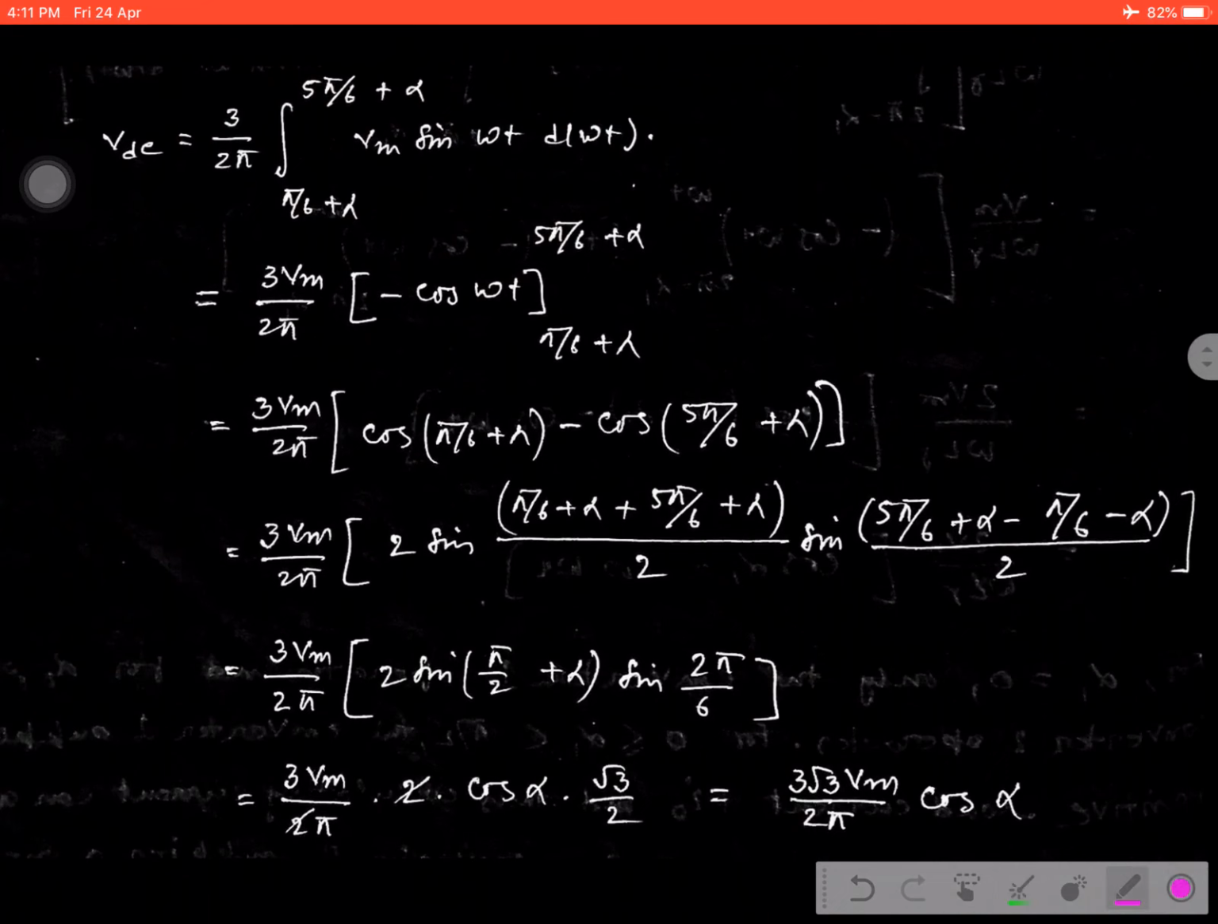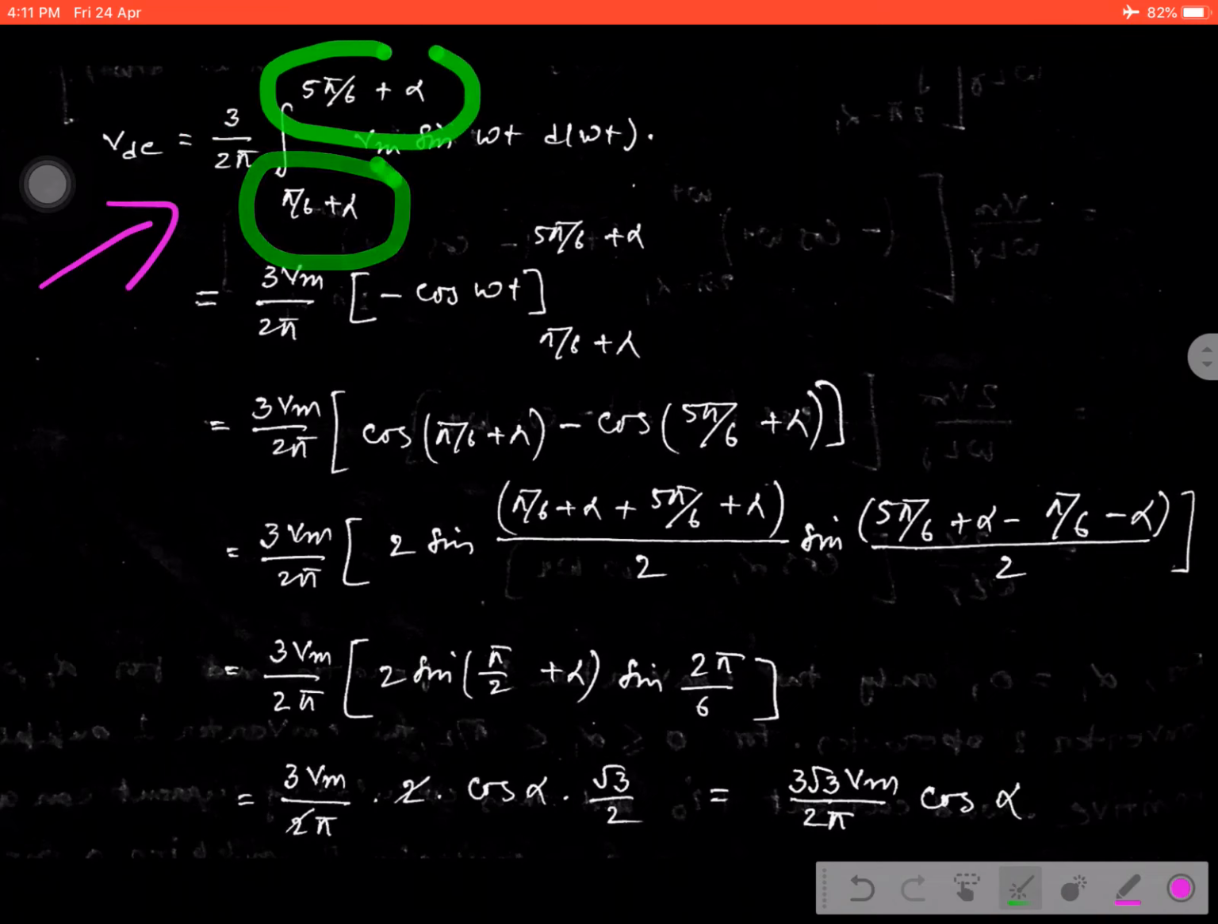That is why we can calculate the average value or the DC value using this equation. Okay, so VDC equal to 3 by 2 pi, where 3 is the number of peaks and 2 pi the complete cycle, integration of the confined region, as the output that will be reflected from the input, that is Vm sin omega t, and the confined region is pi by 6 plus alpha to 5 pi by 6 plus alpha. Okay, so this is the formation of the equation for average value.